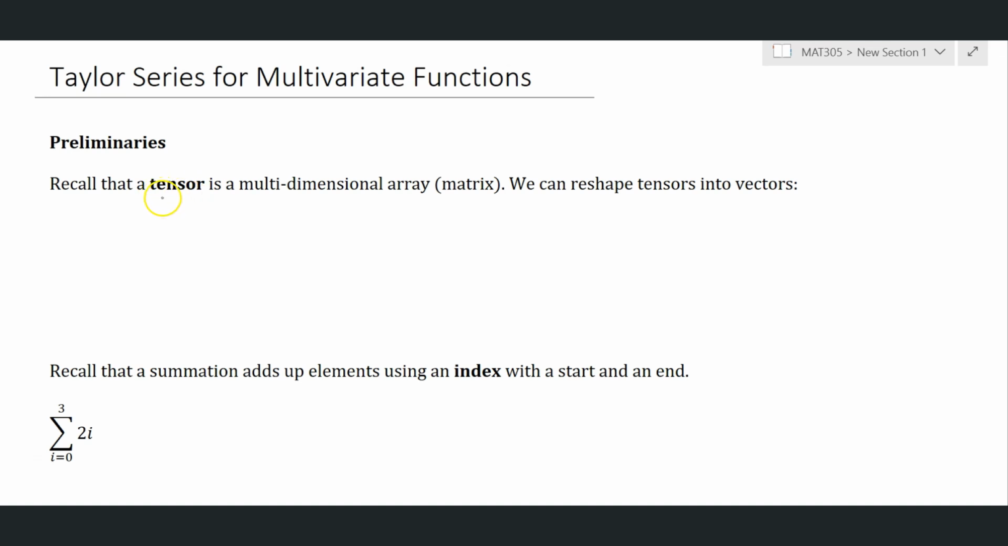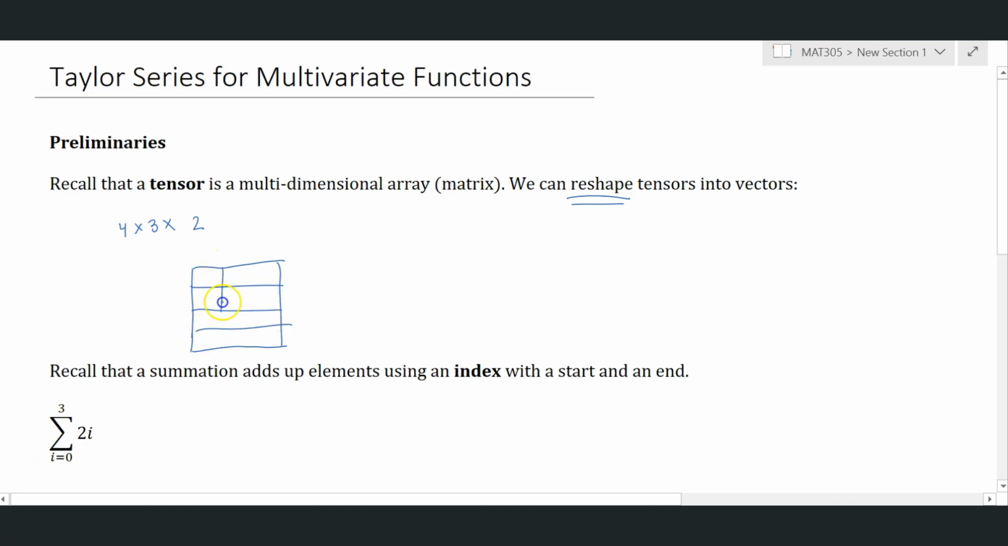So first of all, remember we looked at the term tensor, and that's just a multi-dimensional array. And the important part is that it's going to make a lot of sense to reshape the tensor into a vector. So let's say that we have a 4 by 3 by 2. Essentially what we have here is a 4 by 3. We have 4 rows and 3 columns.